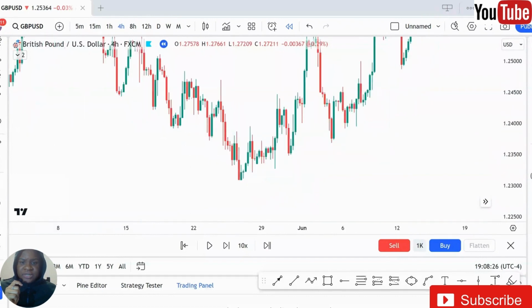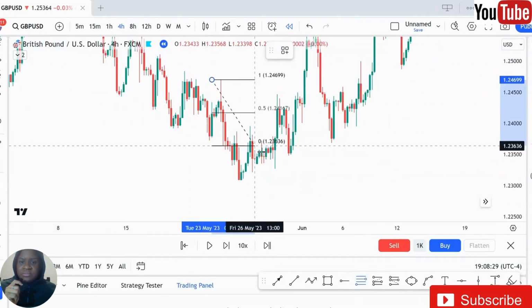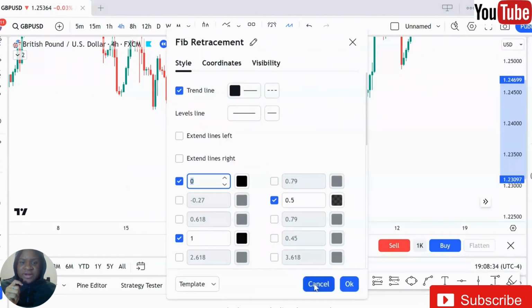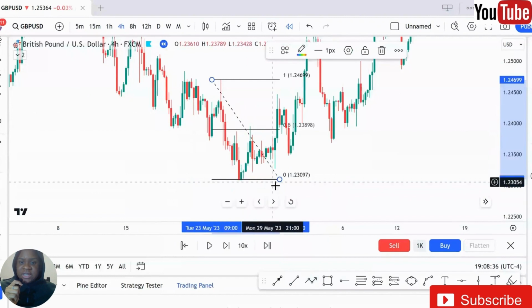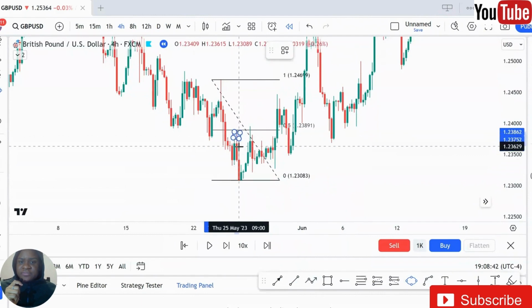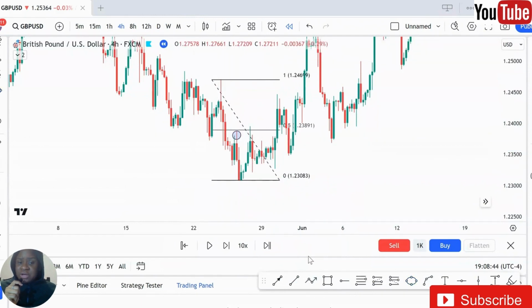Let me show you here. Now, if I draw from my premium to my discount, you can see, right? Let me draw it well for you to see very well. You can see that this had a retracement here, but it did not touch any institutional order flow.